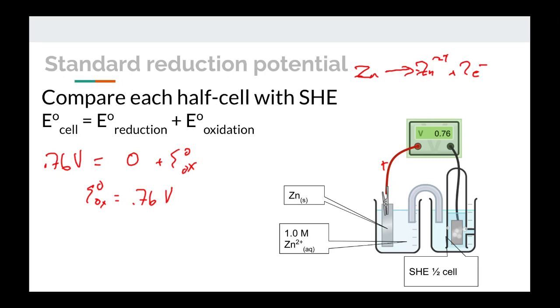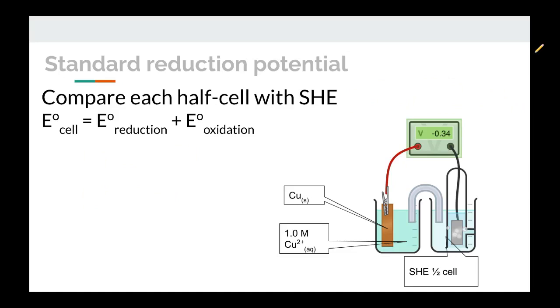Now the values that are tabulated in reference tables, online, or in textbooks are actually for reductions. We're typically recording values of standard reduction potential, which would be the reverse of this reaction. That would be where zinc 2+ collects 2 electrons and reduces to zinc. If the oxidation potential is 0.76 volts, its reduction potential is the opposite of that. It's 0.76 volts negative.